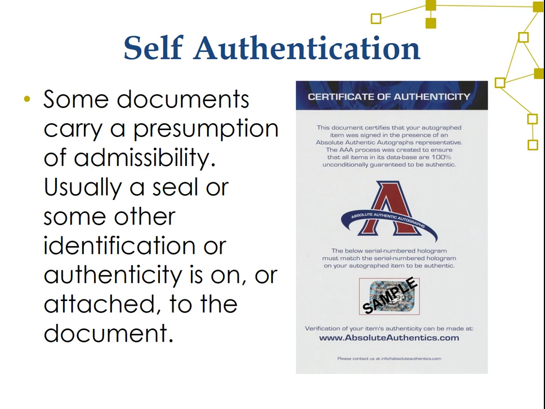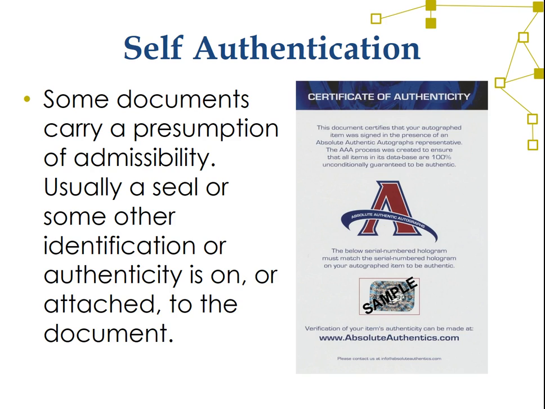So we've kind of walked through there. Well, what about documents where you don't have to do any of that other stuff? Are they self-authenticating? Well, self-authenticating documents are those that the law automatically assumes were made for their apparent purpose. And usually a seal or some other identification of authenticity is on it or attached to it, etc. And even with self-authenticating documents, the opposing side can show that they are fraudulent, so they can do that.